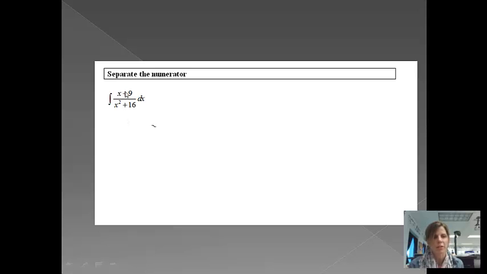As long as there is a plus sign up in the numerator, we can go ahead and separate it. The way that I'll separate it, I'm just going to turn it into two integrals. We'll have the integral of x over x squared plus 16 plus the integral of 9 over x squared plus 16. And then we'll just treat this as two totally separate problems. On this first one now, this is a good candidate for a u substitution.